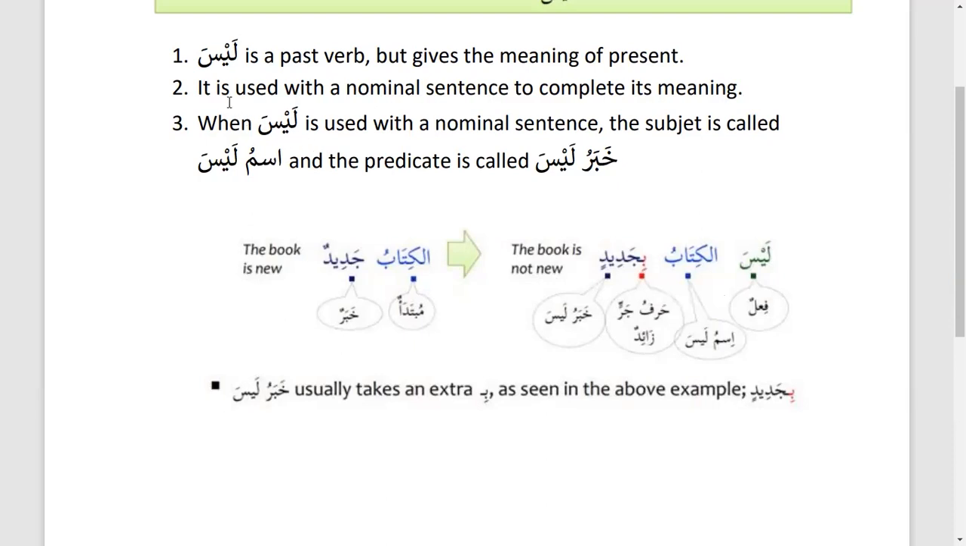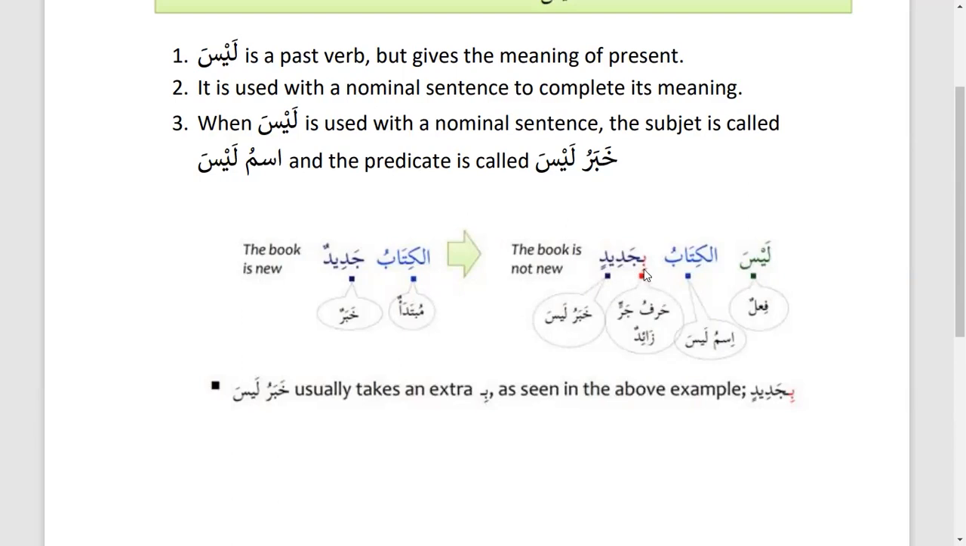Okay, one more thing about laysa that we need to know. Laysa does not have present tense or future tense. It is only used in the past. It gives the meaning of present, but laysa itself comes as it is, and it does not have any present tense or any future tense. So laysa al-kitabu bijadidin, the book is not new.